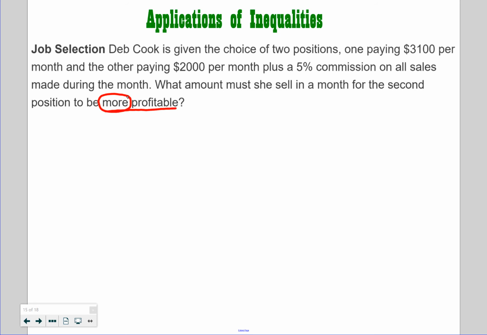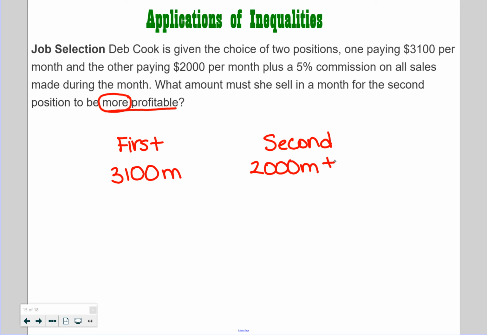Again, we see a word like more in this problem. Less than, greater than, more than, less than. So we want to use an inequality to represent that. The two positions, that's going to be the two sides of our equation. The first position, she earns $3,100 per month. In the second position, she earns $2,000 per month plus a 5% commission on all sales made during the month.